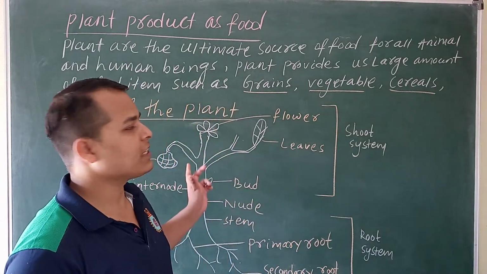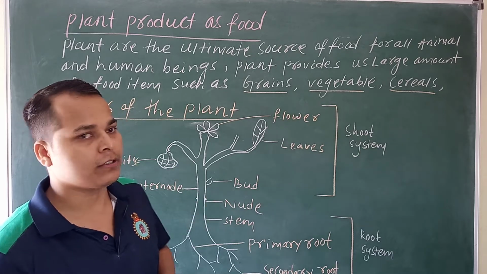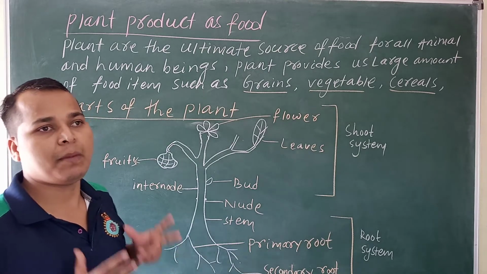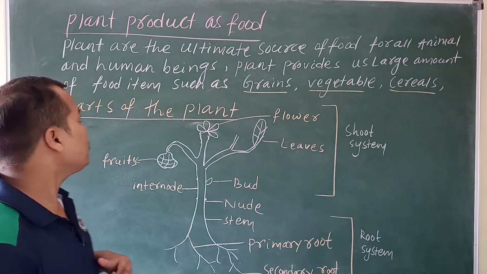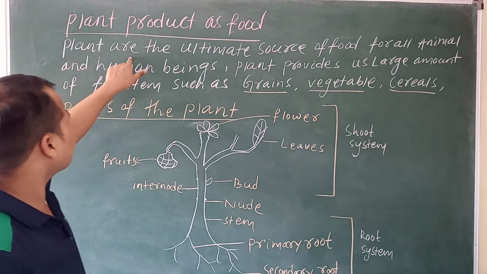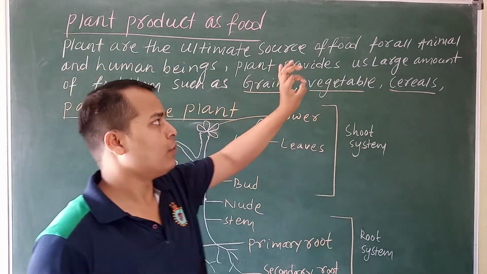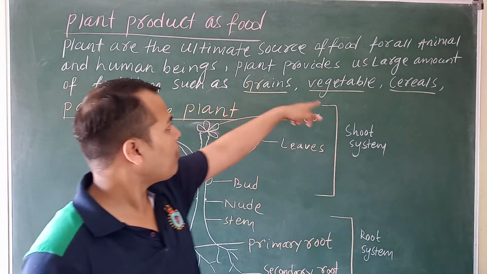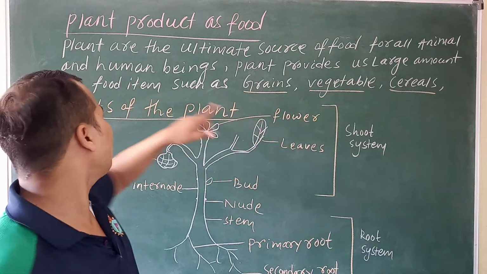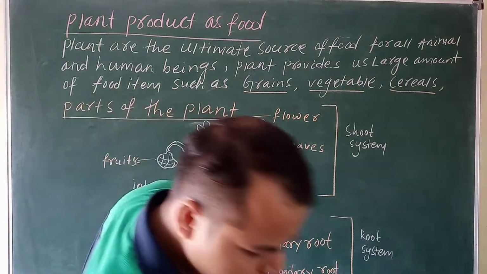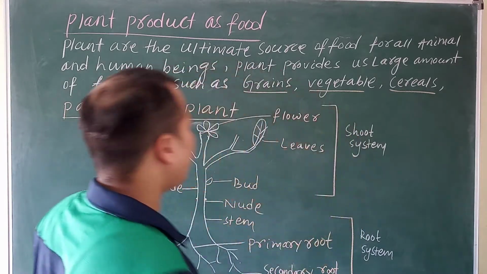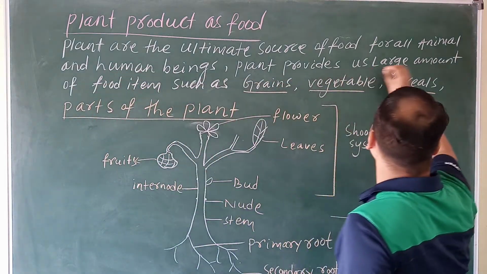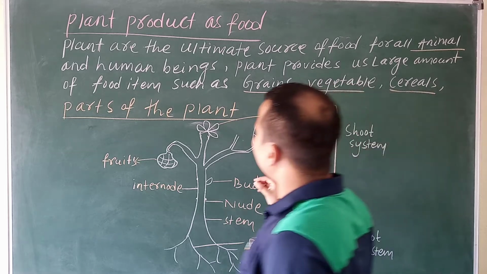Now today it is the second period. I am going to discuss plant products as food. So what are plant products as food? Write down: plants are the ultimate source of food for all animals and human beings. Plants provide us large amounts of food items such as grains, vegetables, and cereals.